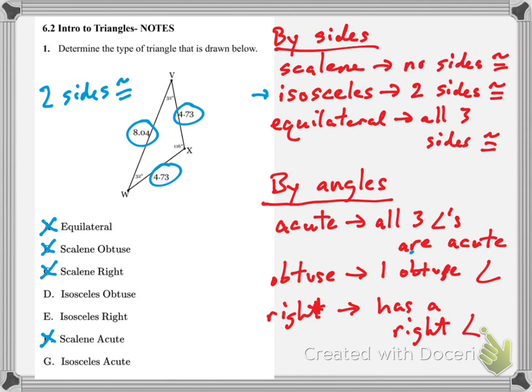All right, now let's look at the angles. Okay, so I've got 32, 32, and 116. Now, 116 degrees is obtuse. Well, if a triangle has one obtuse angle, it's obtuse. It's an obtuse triangle. So, my answer, it's isosceles, that's naming it by the sides, and obtuse, because it's an obtuse triangle, it has an obtuse angle. So D is the right answer.